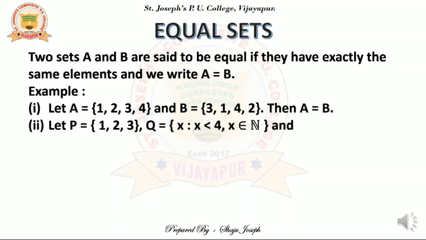Compare Q and R. Though the structure looks different in the rule method or set builder method, and the sentences are different, in roster method both of them will have the same answer, that is 1, 2 and 3. These are the elements. Hence, Q and R are also equal sets.